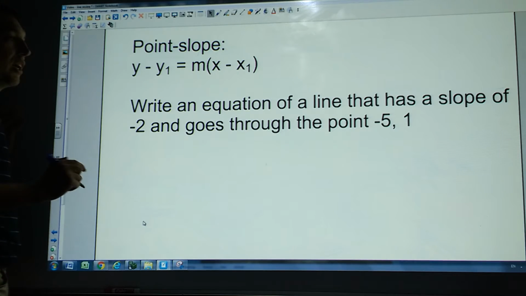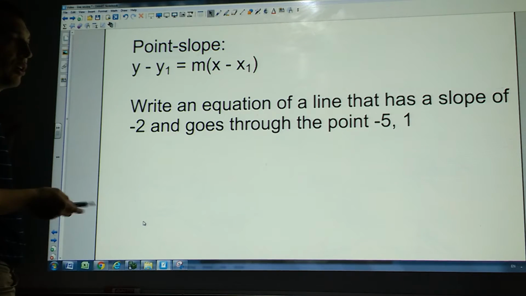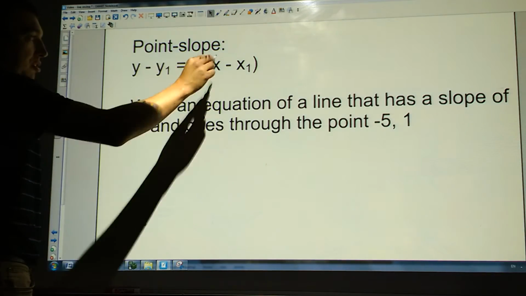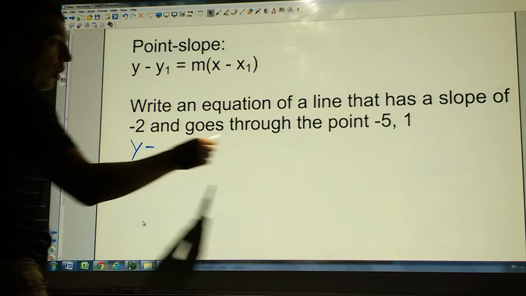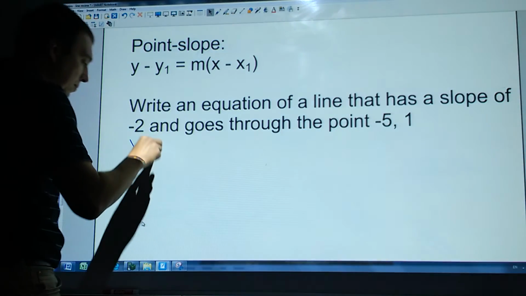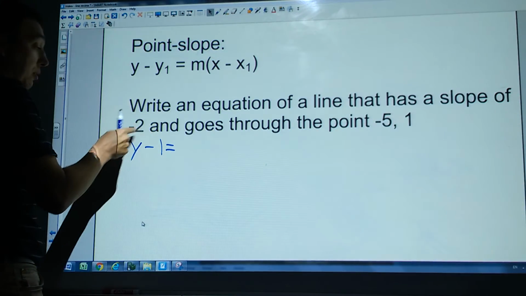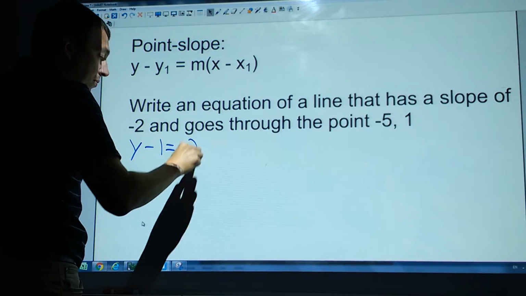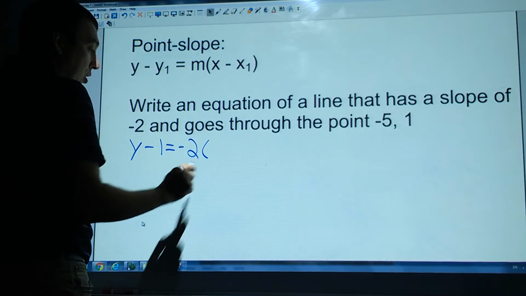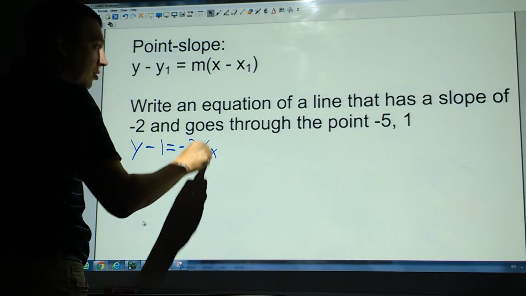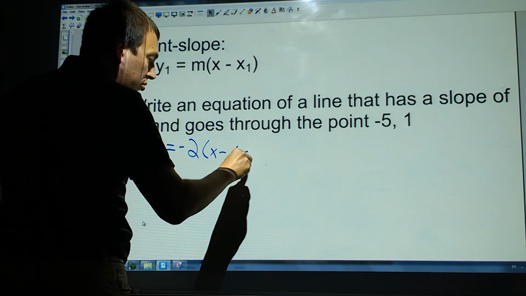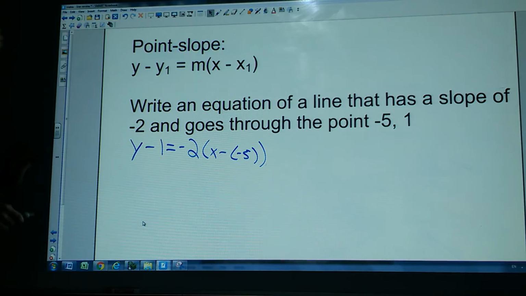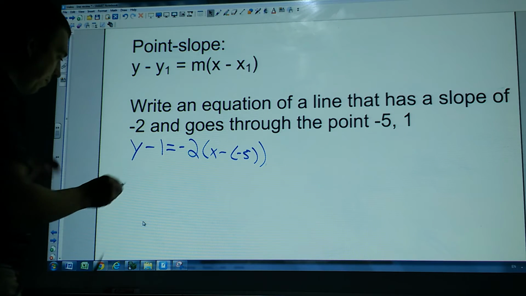Write an equation of a line that has a slope of negative 2 and goes through the point (negative 5, 1). So here's the point-slope equation. I'm just going to copy stuff. y minus y1, which is 1, equals, they tell me the slope is negative 2, times x minus x1, which is negative 5. I'll plug in negative 5. So there's an equation. And let's suppose I ask, what is the y-intercept?